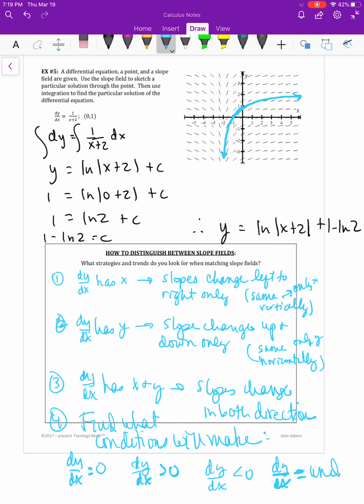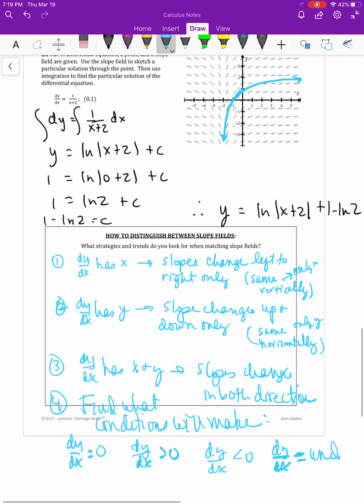You should now be ready to do your slope field homework.